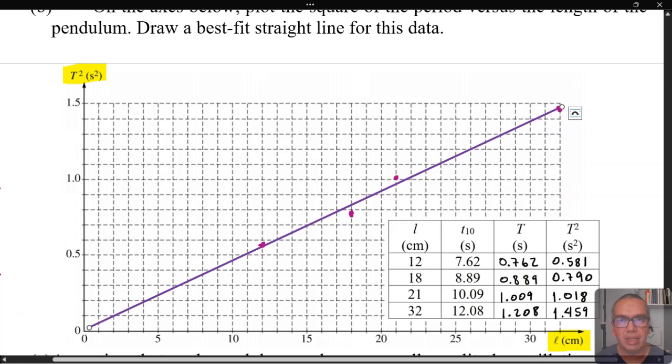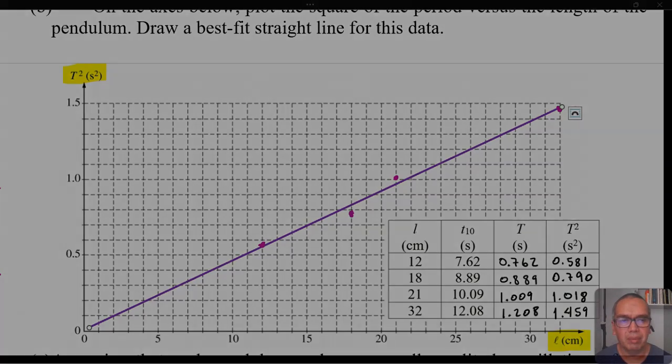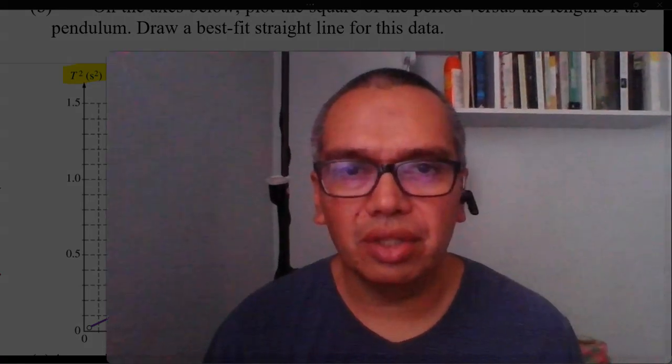And so that is your best fit straight line for this data. But of course, it is irrelevant to have a line just by itself. The whole point of a straight line from a best fit model is to get the meaning of either the y-intercept or the slope. Let's look at what they're asking for part C.